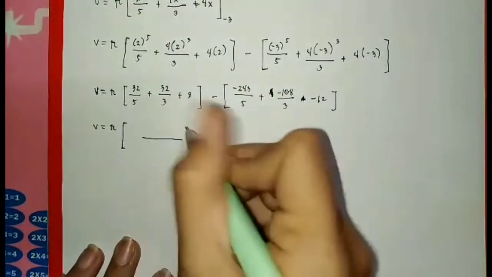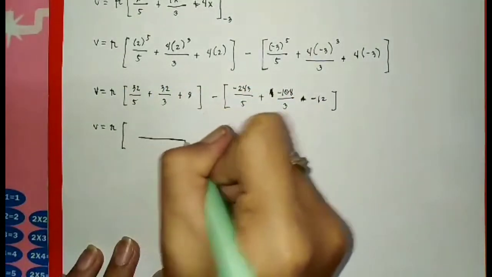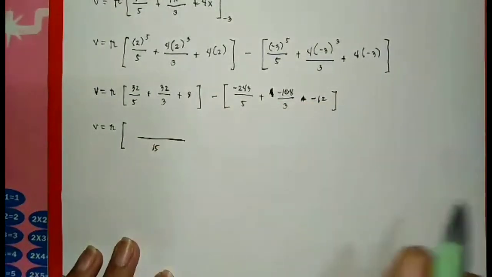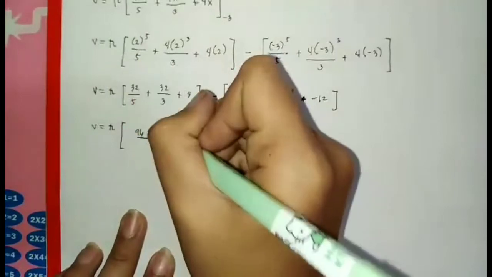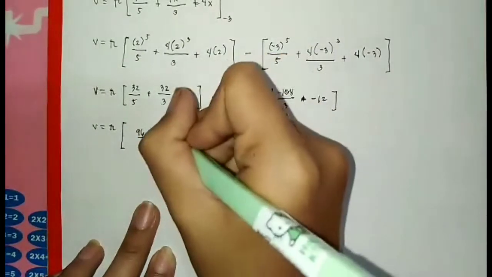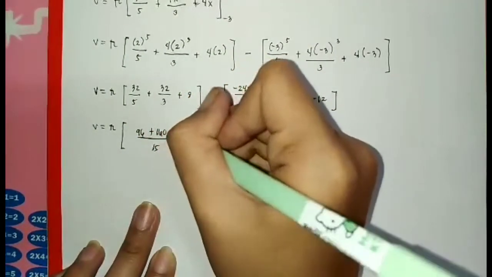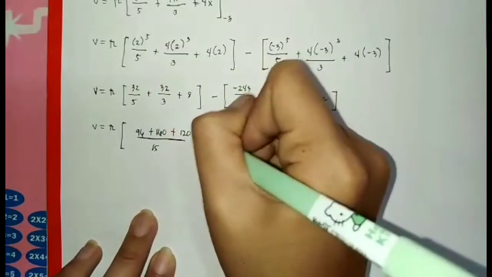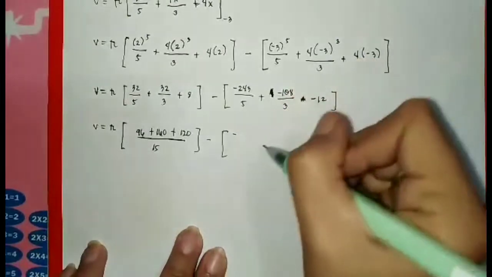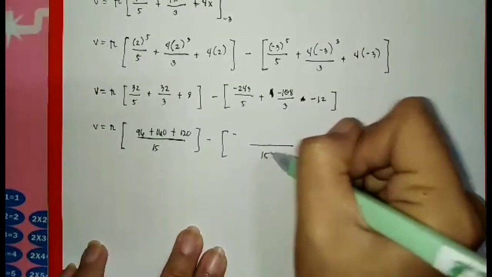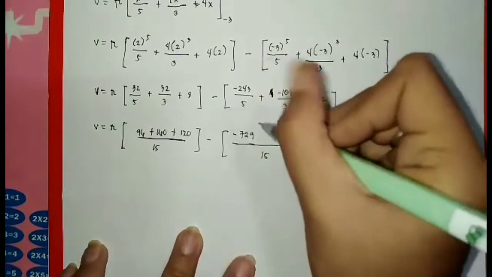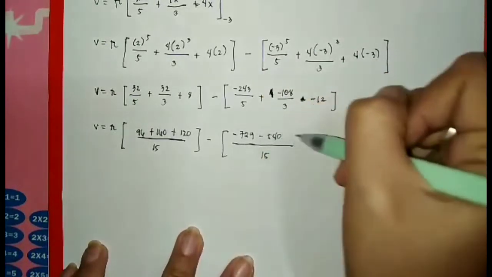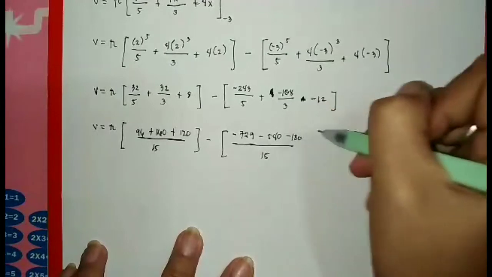Just get the LCD to get the answer. So 96 plus 160 plus 120 minus 729 minus 540 minus 180.